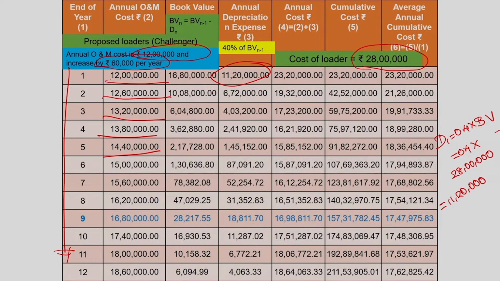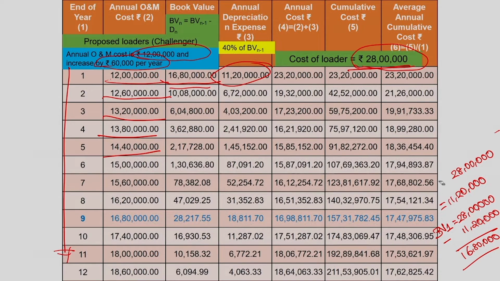Now you calculate the book value at the end of the first year. The book value at the beginning of the year is nothing but your purchase price of the machine, 28 lakh, minus the depreciation for the first year, that is 11,20,000. That gives you the book value at the end of the first year as 16,80,000. Hope you can understand.